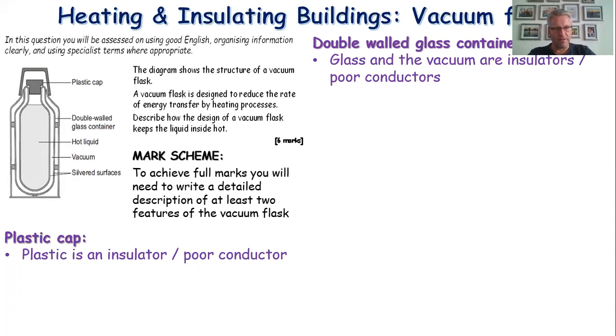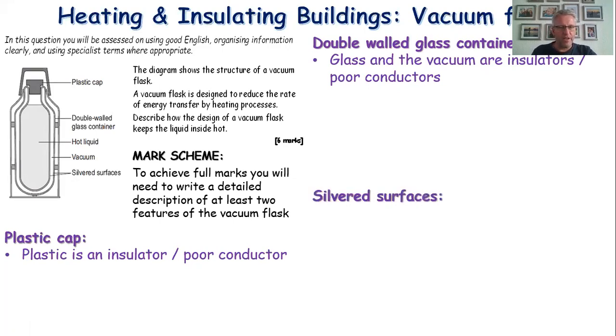That's why thermos flasks are so delicate. If you drop them and the glass container breaks, then obviously it doesn't work nearly so well. But glass is an insulator, and a vacuum, as we've just discussed, is also an insulator because it doesn't conduct and there's no convection going across that gap.